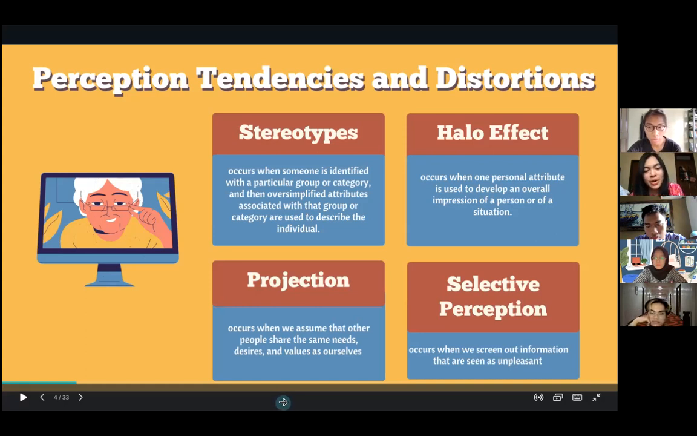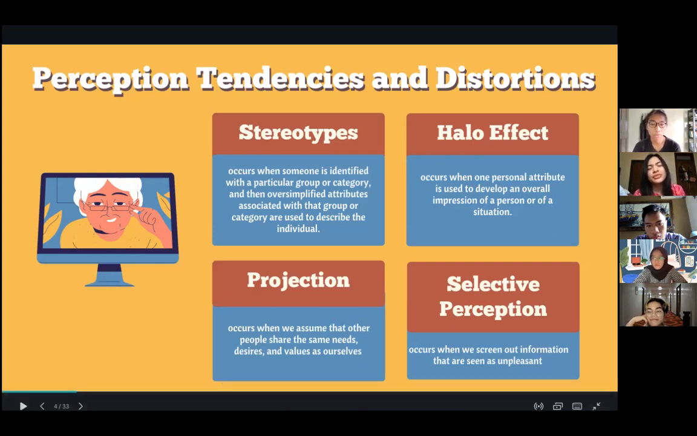The third one is projection, which occurs when we assume that other people share the same needs, desires, and values as ourselves. This one is really dangerous because if we believe and think that other people are exactly the same as we are, we have the tendencies to have very high expectations or very low expectations and end up not believing in said person.